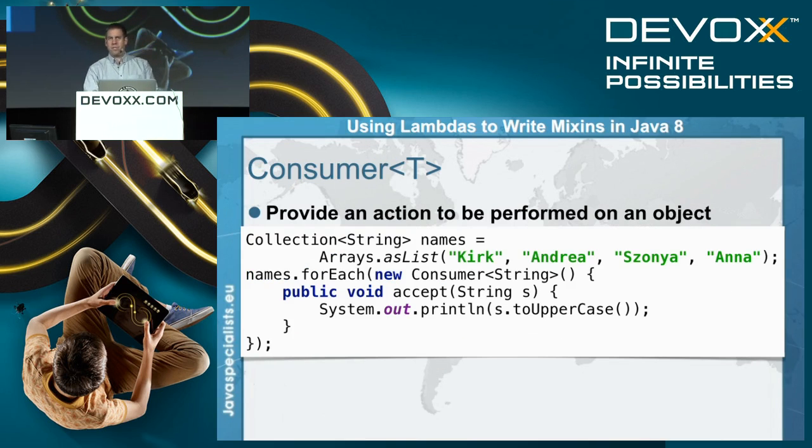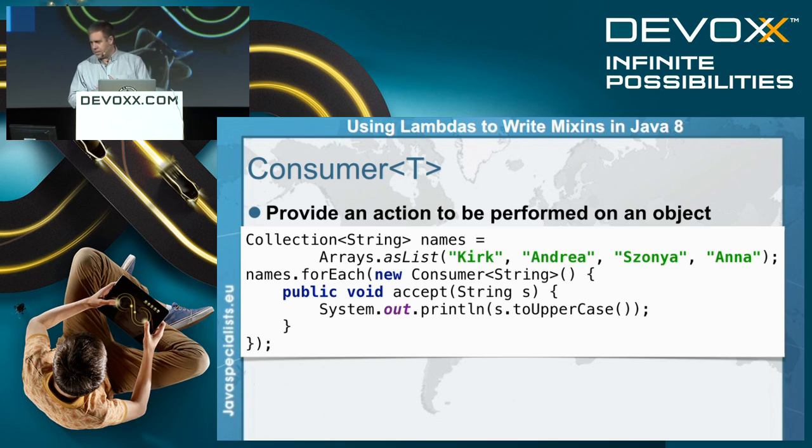The second type, which is quite common, is a consumer. So suppliers are objects that can create them on demand. Then we've got a consumer. And the consumer would be used for accepting information. So for example, if I've got a collection of names, I could print them all uppercased by passing in a consumer to the forEach method.